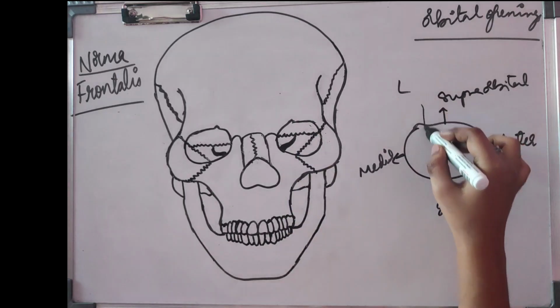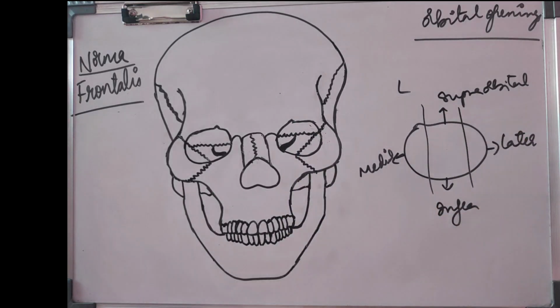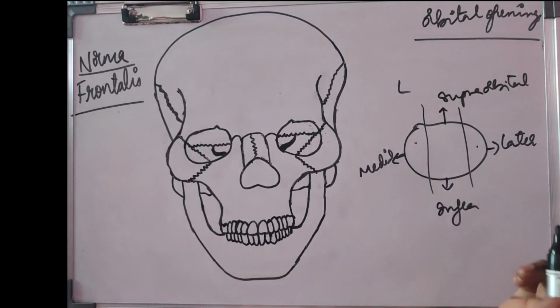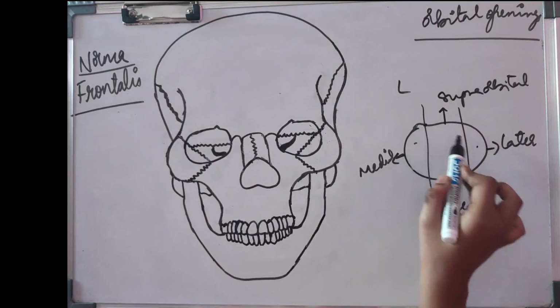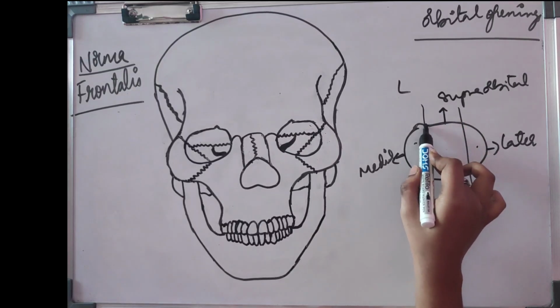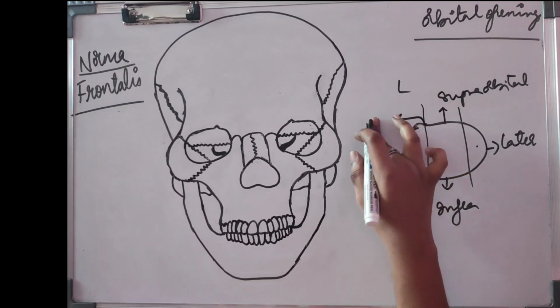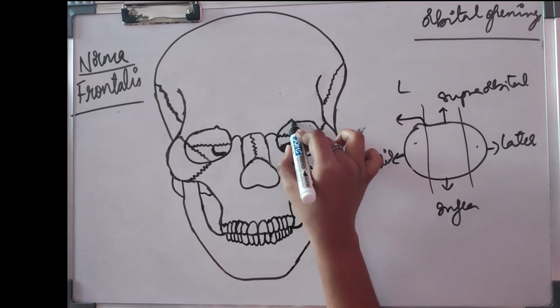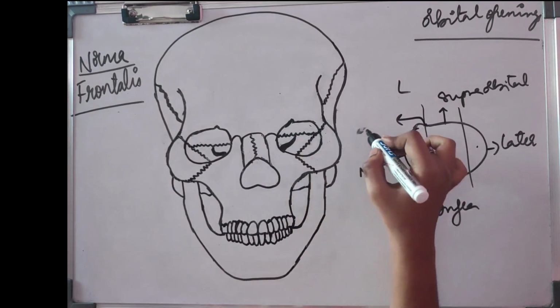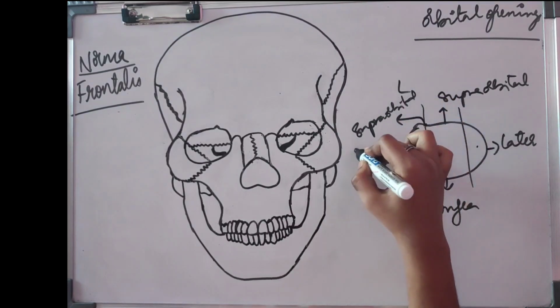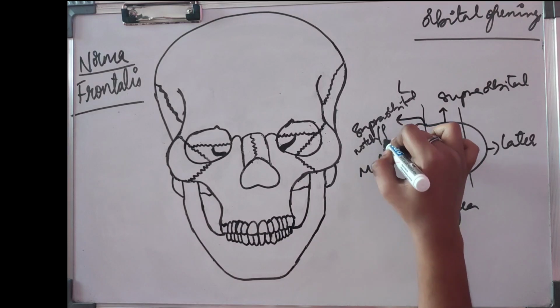And if we divide the orbit into 3 parts, this becomes the medial 1/3 and this becomes the lateral 2/3. So at the junction of this medial 1/3 and the lateral 2/3, we find one notch, that is this one. This notch is known as the supraorbital notch or supraorbital foramen.